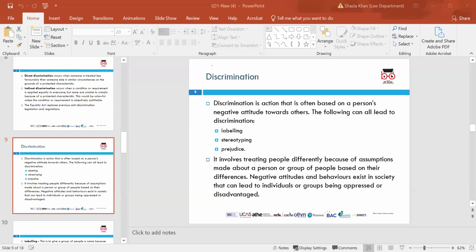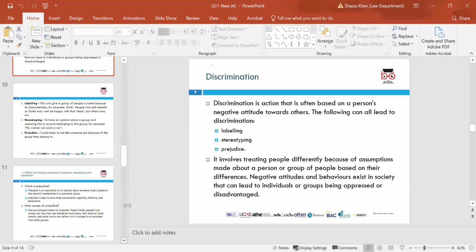So discrimination is an element that involves treating people differently. Having these negative attitudes towards them and treating them differently is an element of discrimination. It is the unlawful treatment of an individual, treating them differently, and we are either labeling them, stereotyping them, or being prejudiced against them. We're going to go through these elements so you have an understanding of each one.